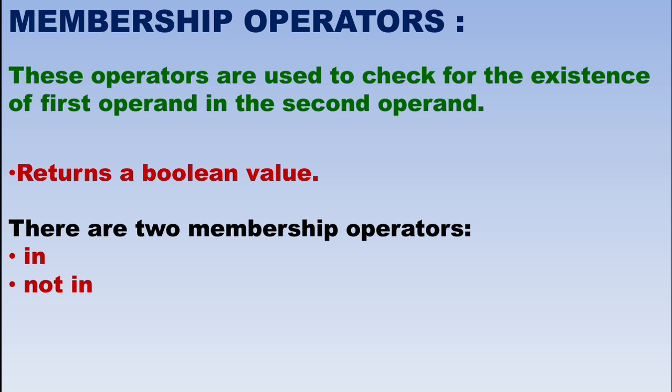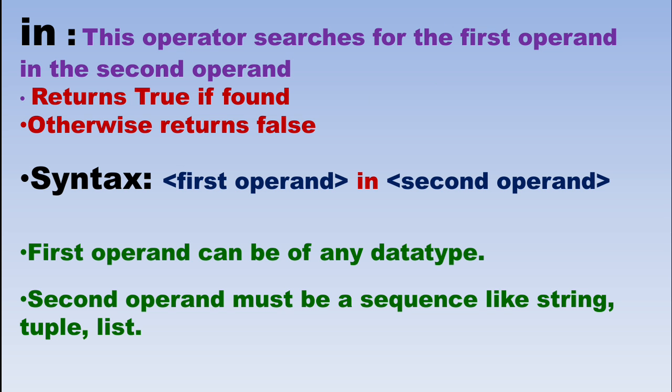Then another important element is the membership operator, which you have already studied earlier. These operators are used to check for the existence of the first operand in the second operand, and it returns a boolean value. So if the first operand is existing in the second operand, it will give you true, otherwise it will give you false. There are two membership operators, in and not in. In is used to search for the first operand in the second operand, and if it is found, it returns true, otherwise it returns false. Syntax is first operand in second operand.